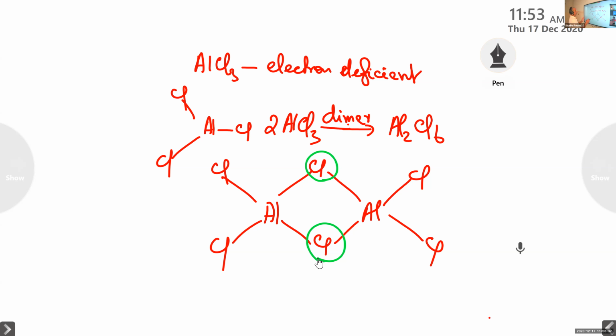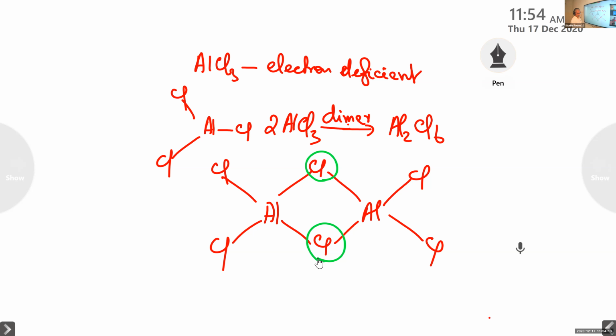If you take one part, one side is tetrahedral. So aluminum chloride dimerizes, forming Al2Cl6. That is to stabilize the molecule, and the stabilization is through chlorine bridge formation. There are two chlorine bridges, and the bridging chlorine atoms are common to both the aluminum atoms.